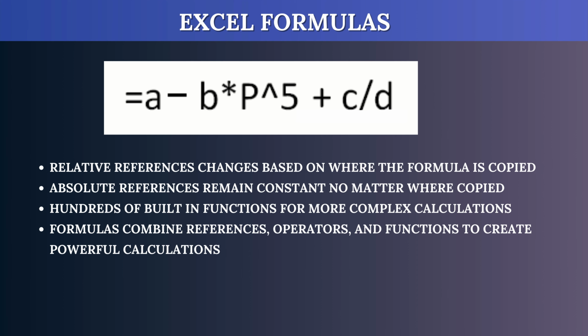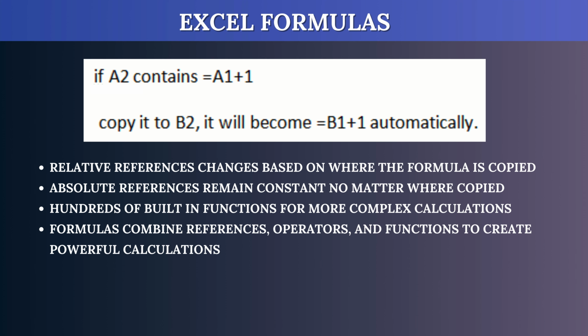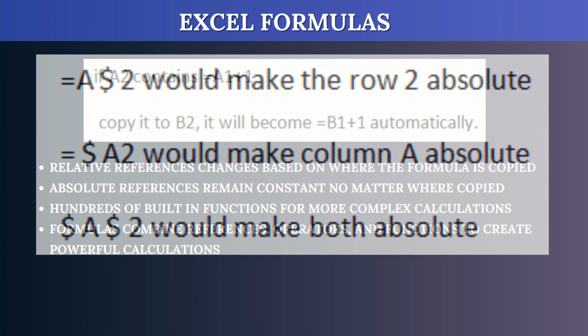Formulas can refer to other cells simply by using the cell address, A1, B5, etc. These references can be relative or absolute. Relative references change based on where the formula is copied. Like if A2 contains equals A1 plus 1 and we copy it to B2, it will become equals B1 plus 1 automatically. Absolute references remain constant no matter where copied.